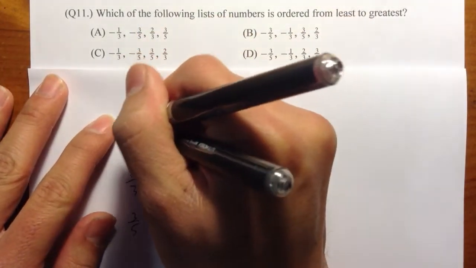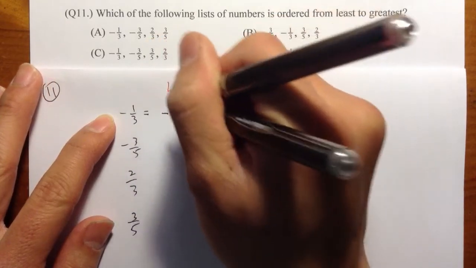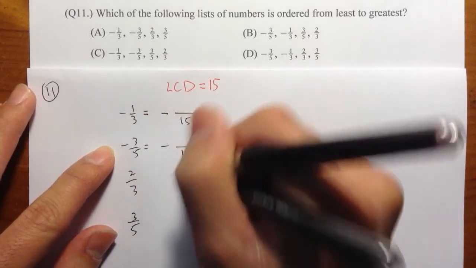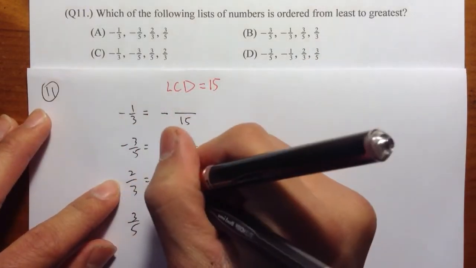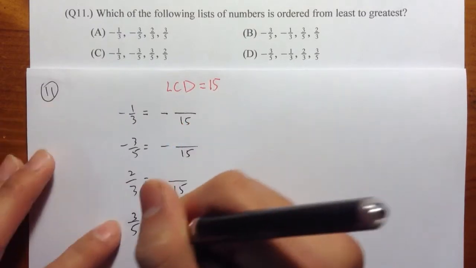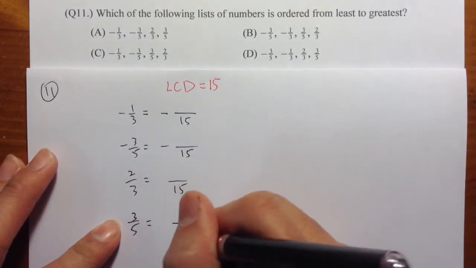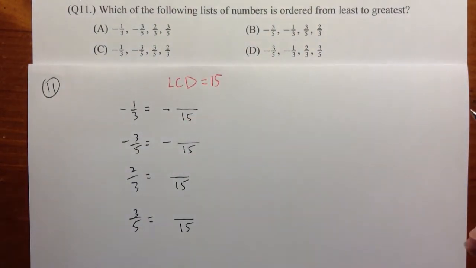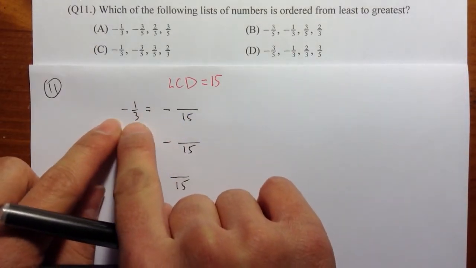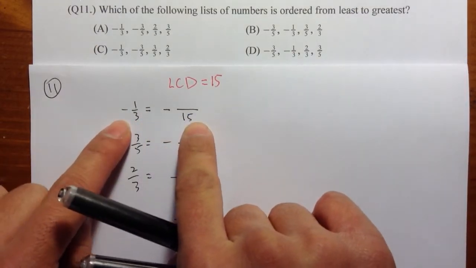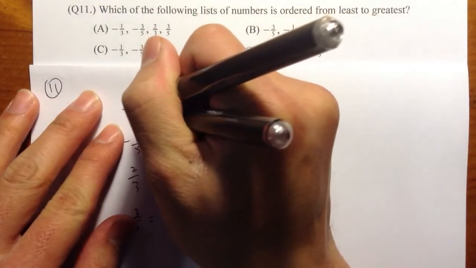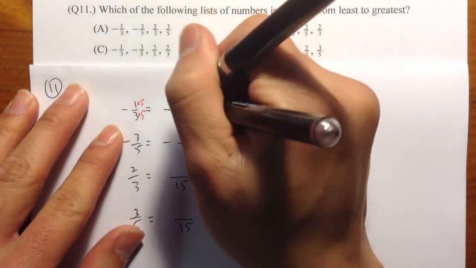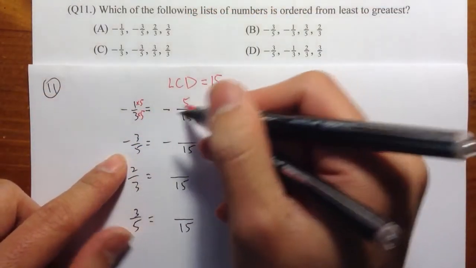So negative 1/3 is going to be negative something over 15. Likewise for this one, negative something over 15. Positive 2/3, I want to make something over 15. For this fraction, again, something over 15, because that's the least common multiple for 3 and 5. For the first one, 3 times what will be 15? 3 times 5 will be 15, so I need to multiply by 5, top and bottom. On the top, I will have 1 times 5, which is 5. So we're done for the first one.